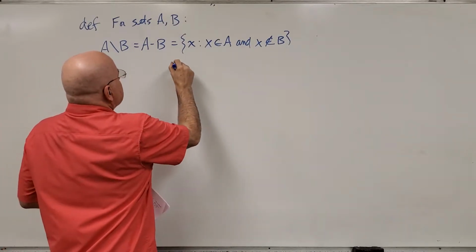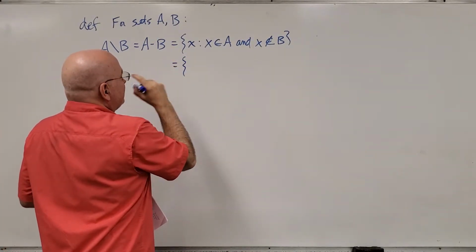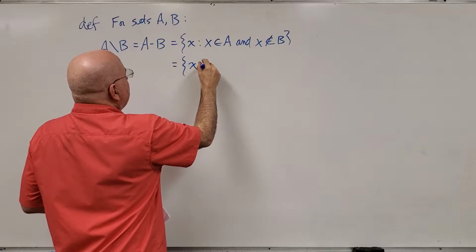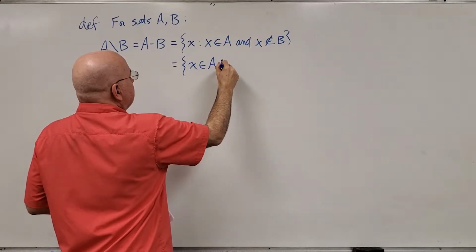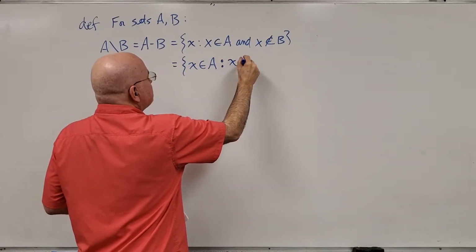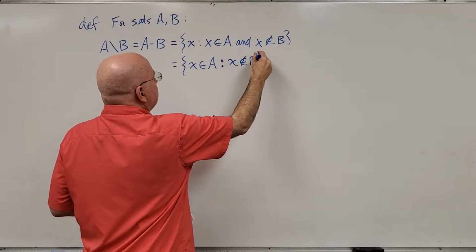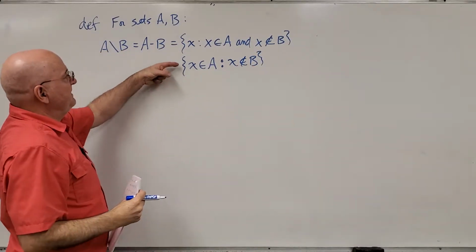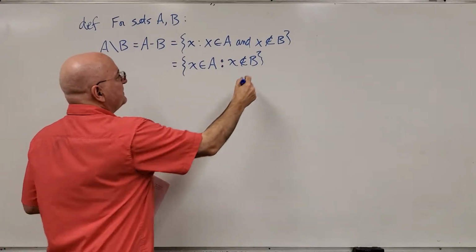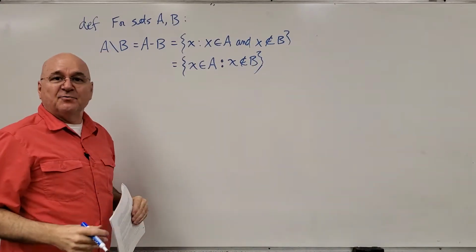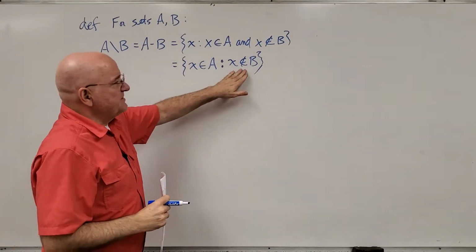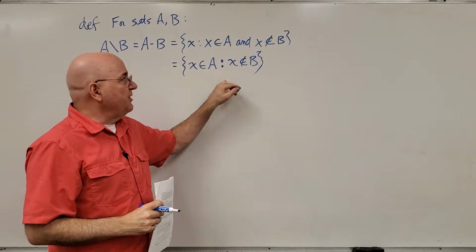Another way, I think it's every bit as clear, is I could have just said the set of all x that is in A such that x is not in B. They mean exactly the same thing, they're equivalent. I probably prefer the second one. It simplifies the right-hand side after the such that part.